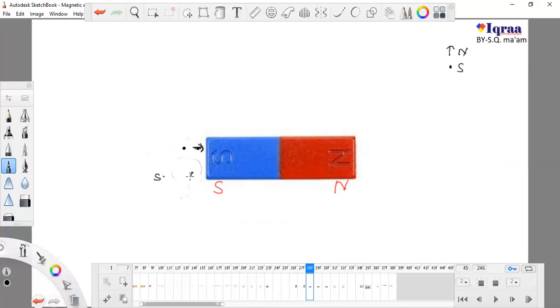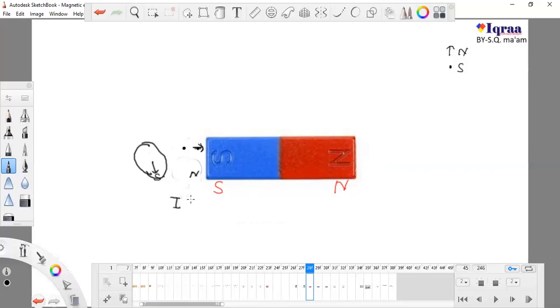It was showing north pole and it was showing south pole previously. So I pick my compass from here, and I will put it in such a manner that the north pole will coincide with, or replace, the south pole. So here I will put it by hand.